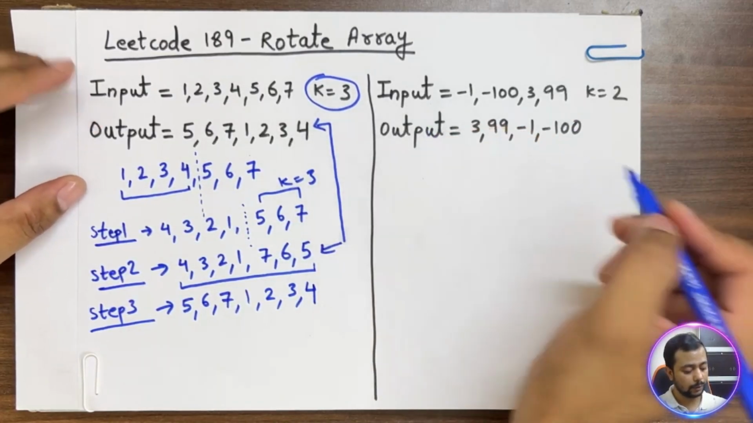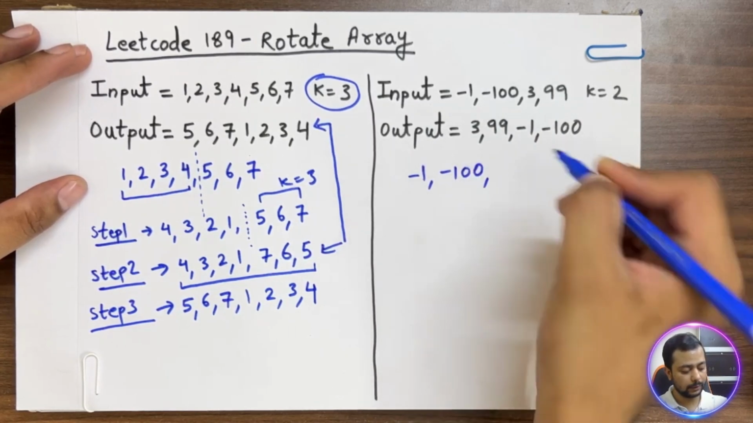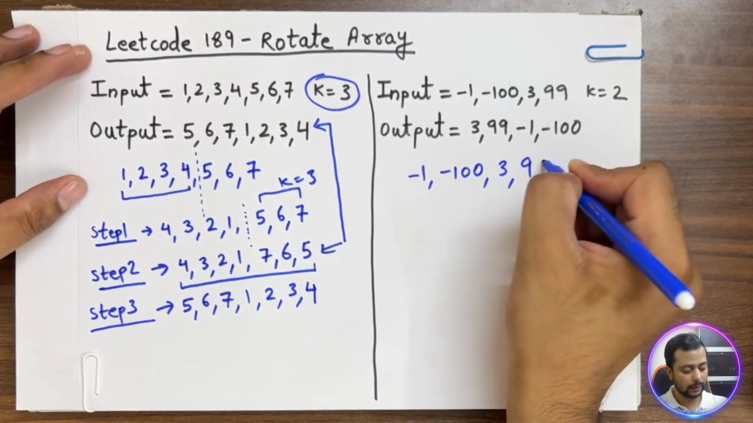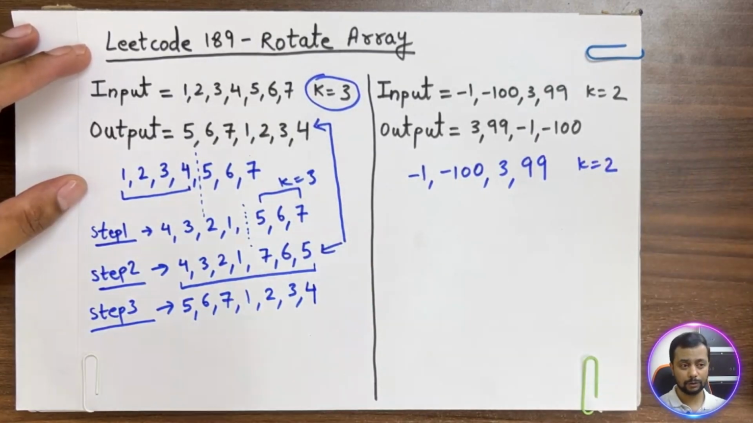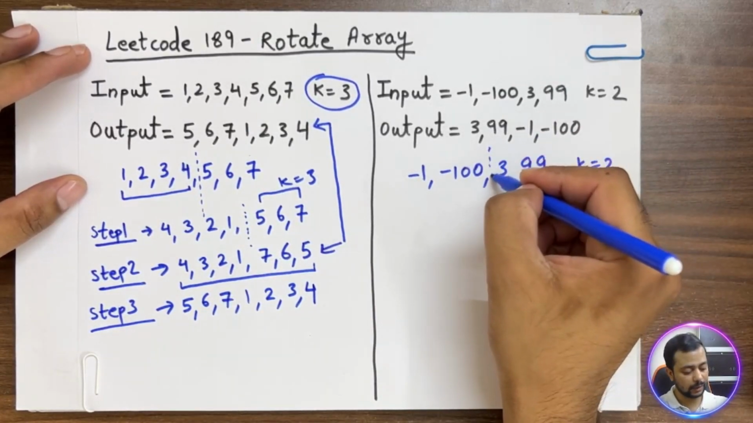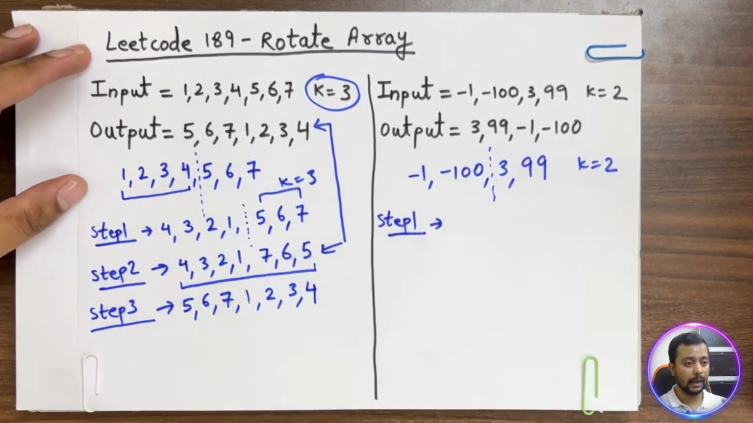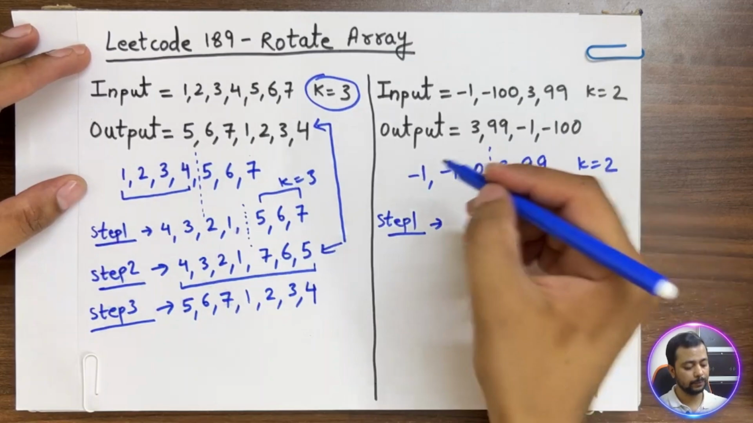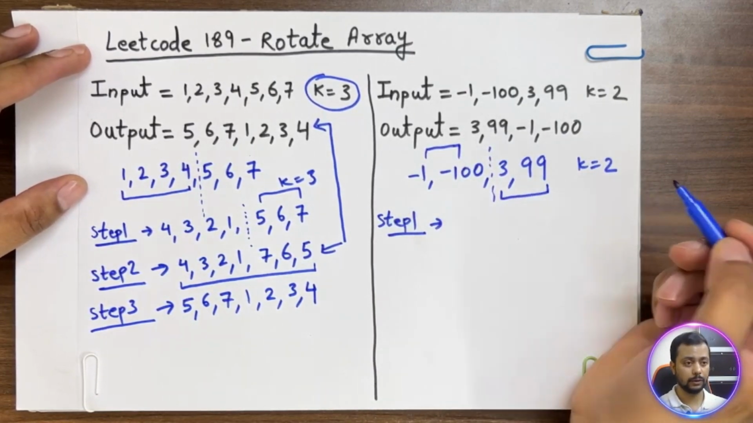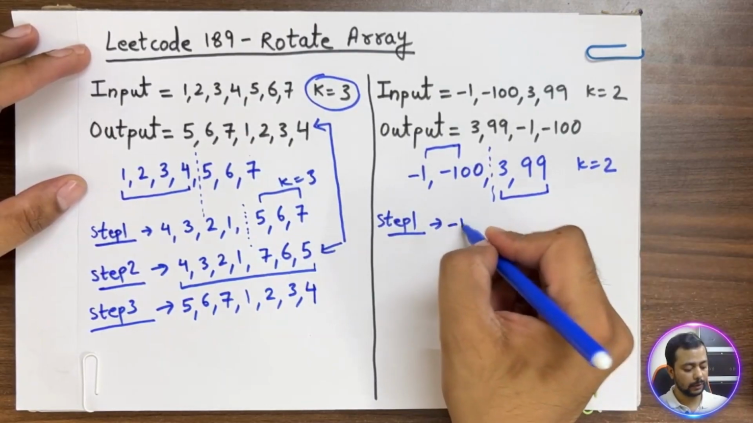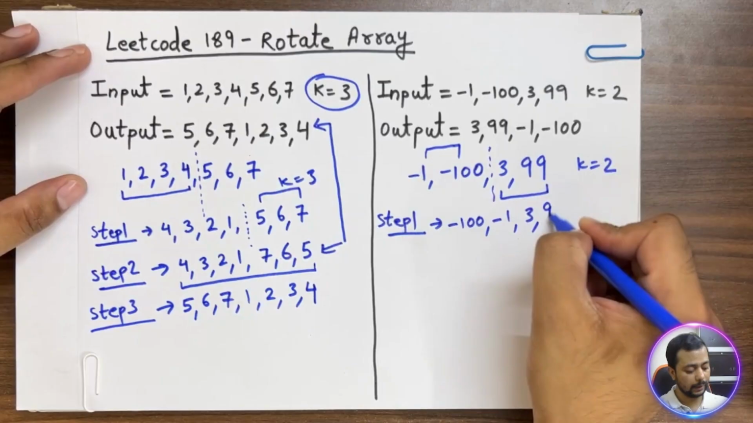Okay, so now here the array is -1, -100, 3 and 99. k is equal to 2. So I will pick the last 2 elements and create an imaginary line. In step 1, I will reverse the first portion of the array, which is this part, and in the second step I will reverse this portion. So after reversing the first portion, it becomes -100, -1, 3 and 99.